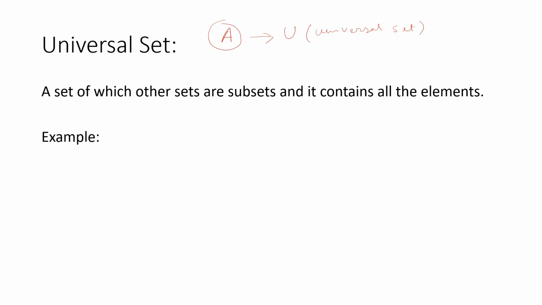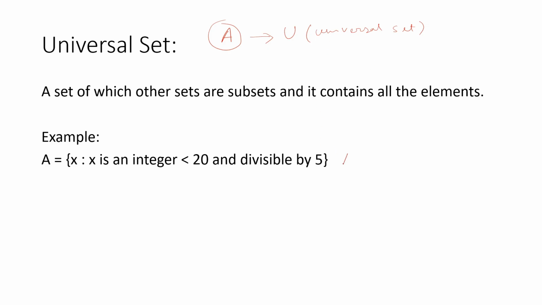Let us look at this example. Set A denotes all the elements x such that x is an integer which is less than 20 and divisible by 5. Then what are the elements A has? A has 5, 10, and 15. These are the elements set A has, because x is an integer less than 20 and it must be divisible by 5. So 5, 10, and 15 are the only elements in set A.